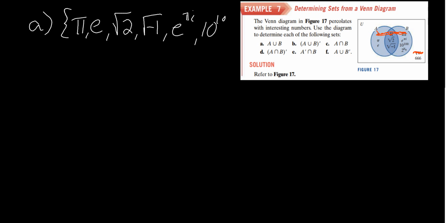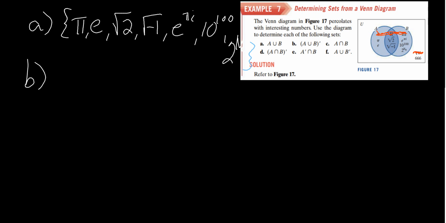So what is A union B? Well, it looks like A union B is going to be a set: pi, e, the square root of 2, the square root of -1, e to the i pi, or pi i in this text, pi i, 10 to the 100th, and our aleph null. Oh shoot, we're out of room, but hopefully you get the idea there. We'll go ahead and put that on there.